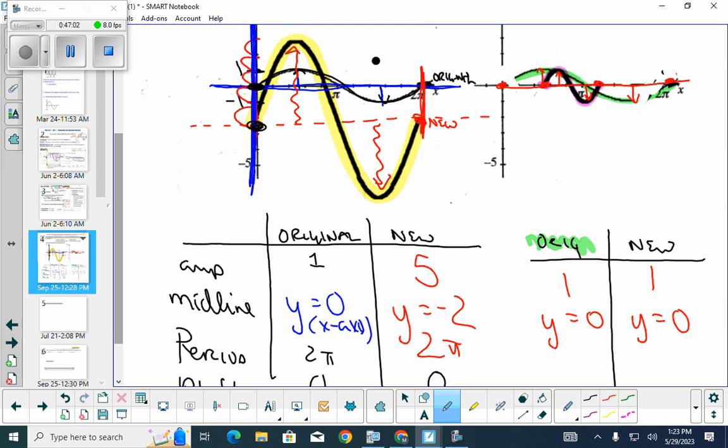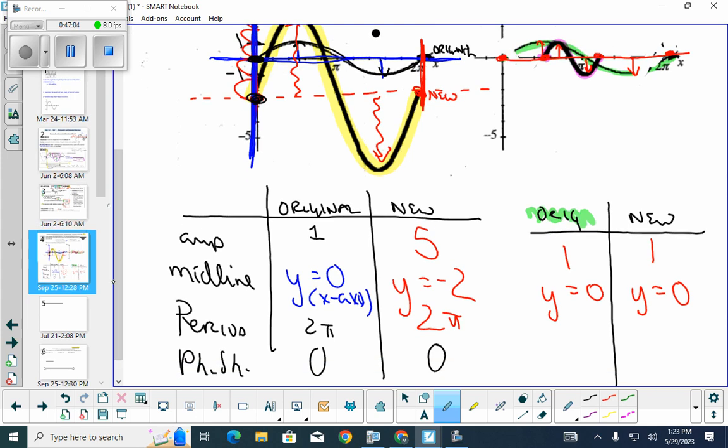Let's do phase shift next. My green starts at 0. My purple starts somewhere over there. So this one has no phase shift. This one went to the right. I don't care how much, it's irrelevant. It just went to the right. It started not on the y-axis.